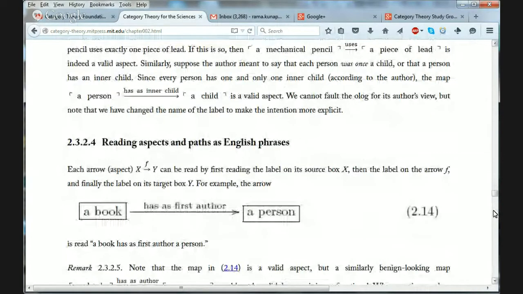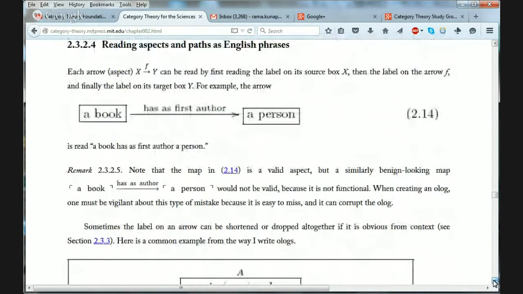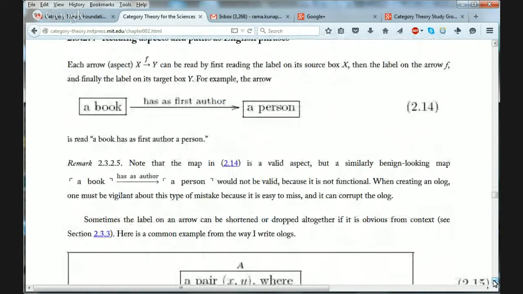And what he's doing afterwards is to read the aspects and facts as English phrases. So a book has, as a first order, a person. It reads like that. And I believe this is all just to make the later analysis of inferences much easier.